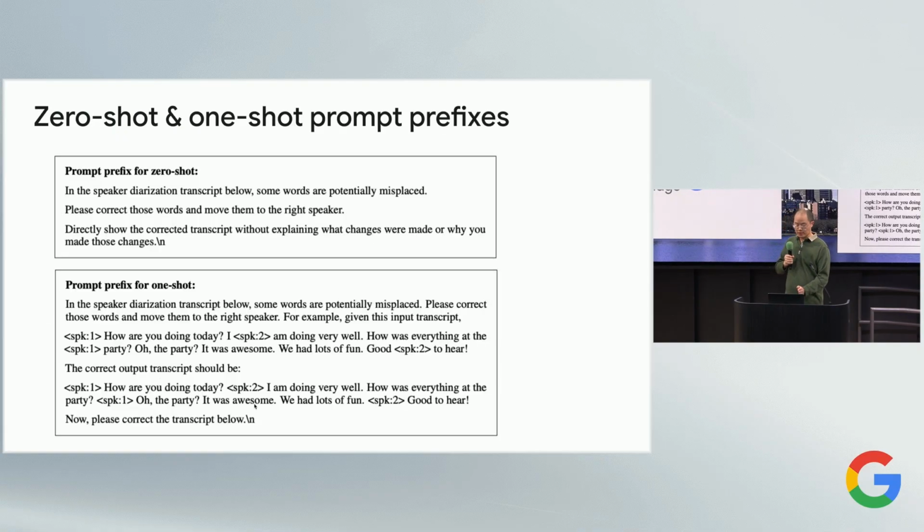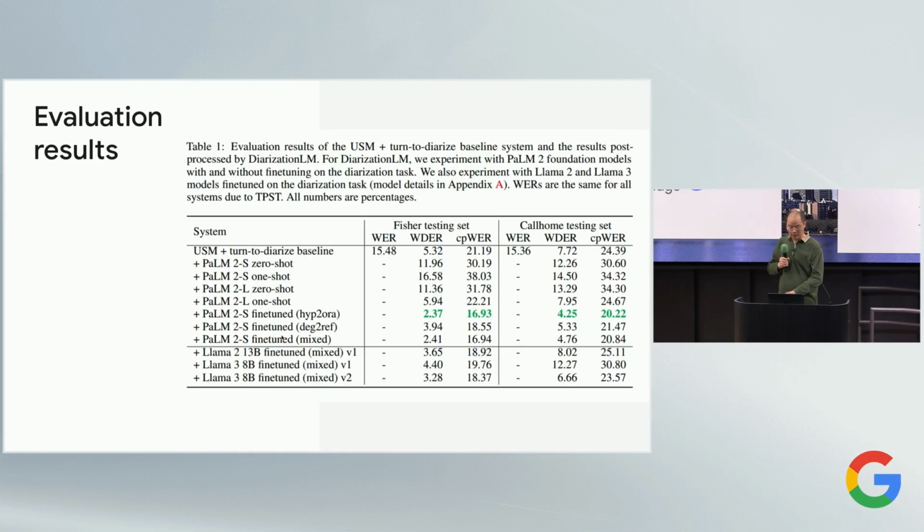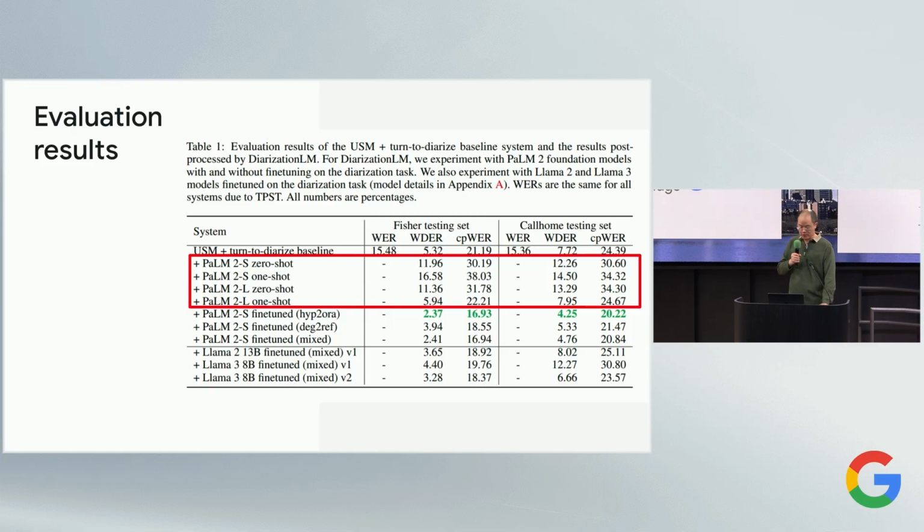So first, how do we do zero shot and one shot? Zero shot is just describing the task for diarization correction. It's just a simple description. One shot is including a very simple example of how we expect the format to be. And here are the results. If you look at the zero shot and the one shot, unfortunately, they don't work at all. They are much, much worse than the baseline.